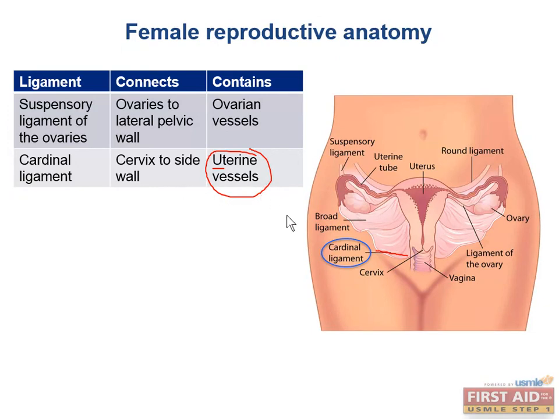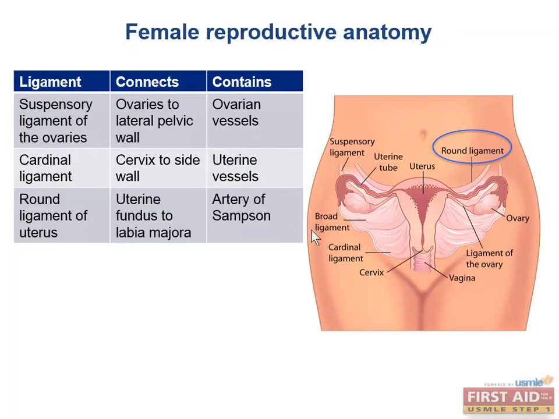So important anatomical relations. Now we've got the round ligament, which helps with the anteroversion of the uterus, connects the uterine fundus to the labia majora. And some sources will debate and say the round ligament, round stands for like a round zero, it contains zero structures. Technically, the artery of Sampson passes just behind the round ligament of the uterus, not in the round ligament.